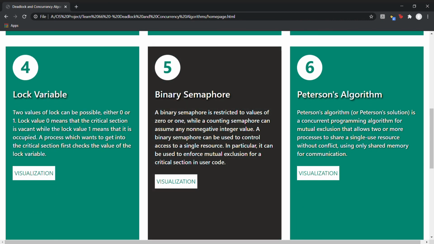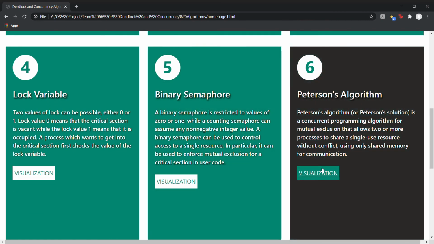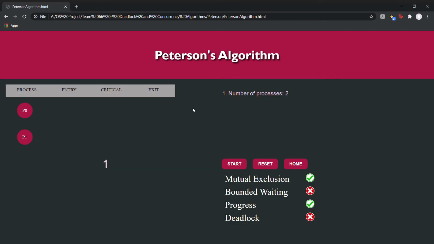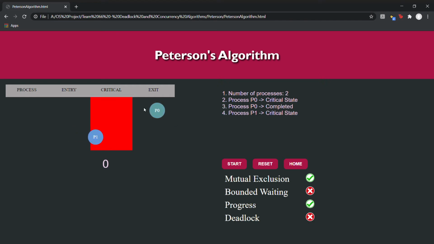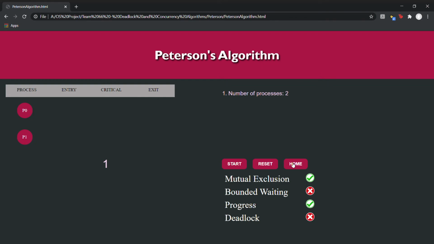The sixth algorithm is Peterson's Solution for concurrent programming. This is only applicable for 2 processes. It ensures that mutual exclusion is maintained between the processes. For example, if a process is executing a critical task, another process would not be able to access that critical task unless and until the previous process completes it. We can reset the algorithm and go back to the home page.